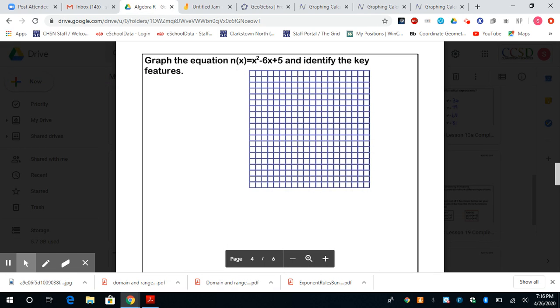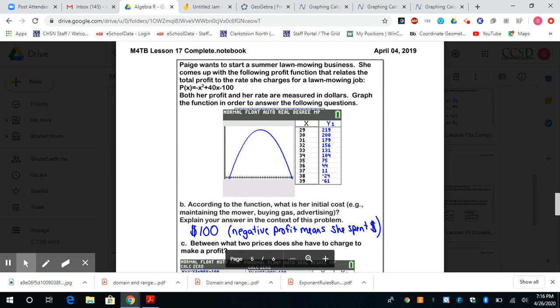And the last one we'll do together, I'll read through it. So Paige wants to start a summer lawn mowing business. Something you guys can definitely do. She comes up with the following profit function that relates the total profit to the rate she charges for a lawn mowing job. Okay, that's a negative x squared also. You should know that because it's also making that N shape, not U shape. Both her profit and her rate are measured in dollars. Graph the function in order to answer the following questions.